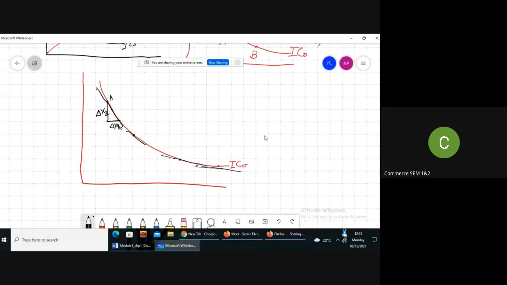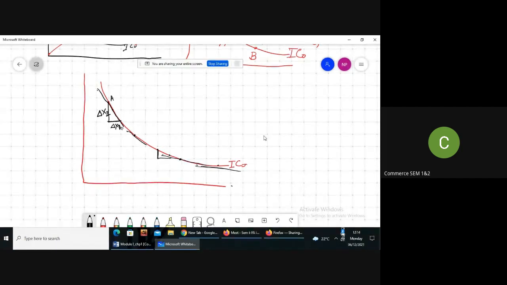Now, if you are here, from here to this point, if you increase 1 unit of X1, for this you need to sacrifice only less than 1 unit of X2. বোঝা গেছে? So যত আমি ডান দিকে মুভ করতে থাকবো, as we consume more and more of X1, we need to sacrifice less and less amount of X2. Clear? Clear, sir.